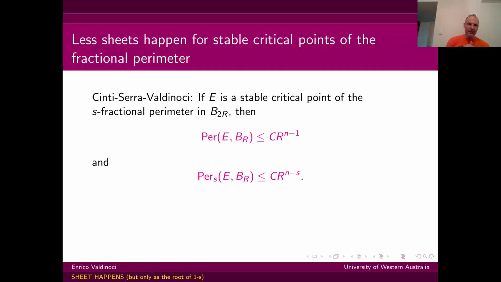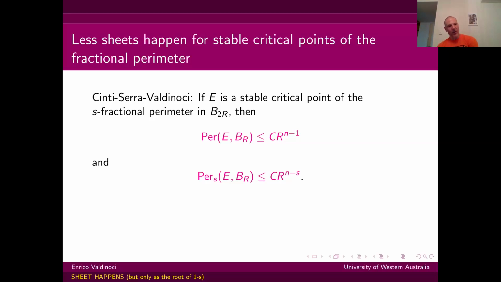And you can see this, for instance, from this theorem that I had with Eleonora and Joachim. The theorem says that if E is a stable critical point of the s-fractional perimeter in a ball, say the ball of radius 2r, then the perimeter in the ball of radius r goes like r to the n minus 1, and the s-perimeter goes like r to the n minus s. Now this maybe doesn't sound too striking to you, but I think it's a very powerful result because it tells us many things.